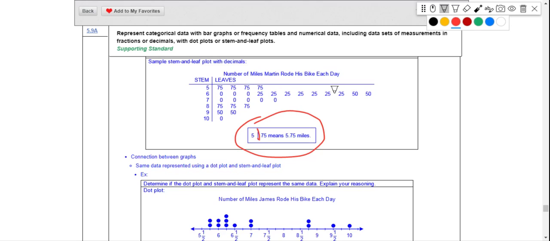All right, now what are we going to do with that information? We can say, well, looking at this data, how many times did he ride his bike? Let's count. 1, 2, 3, 4, 5, 6, 7, 8, 9, 10, 11, 12, 13, 14, 15, 16, 17, 18, 19, 20, 21, 22, 23, 24, 25, 26, and 27. 27 times.